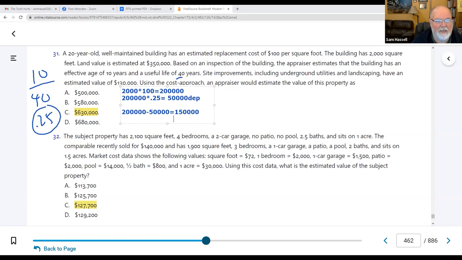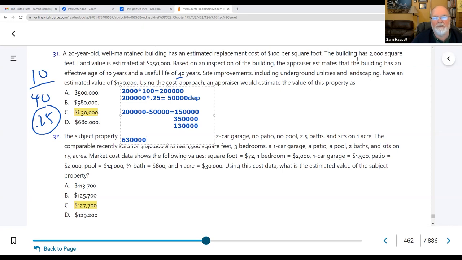So if I add back the land, the land value is $350,000. And the site improvements are going to be $130,000. That's what it says in the question. So I'm going to add all these together because land and site improvements don't depreciate. So when I add those three together, I'm going to get $630,000. And that's going to be my cost approach value.